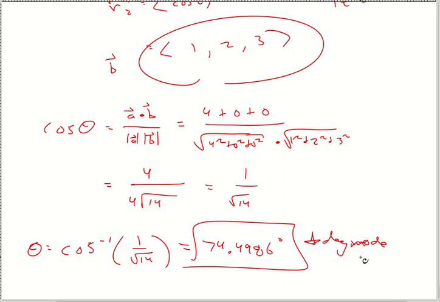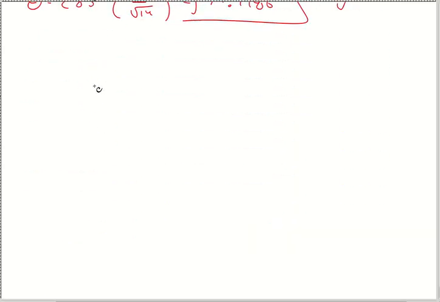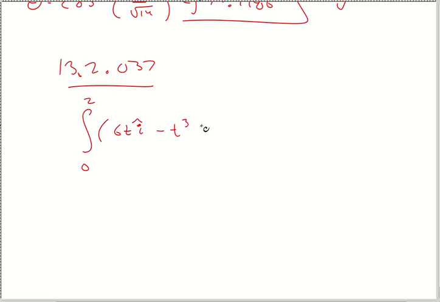Excellent. So now let's do some integrals. So I got 13.2.037, integral 0 to 2 of, and I'm going to write this out the way they do it, 6t i component minus t cubed j component plus 2t cubed k component dt. So honestly, I like to think of this as a vector, but you know, they write it this way, that's fine. Let's find the integrals. Very easy to find integrals here.